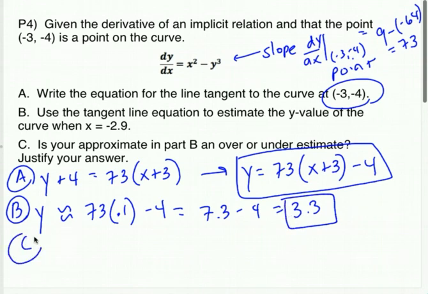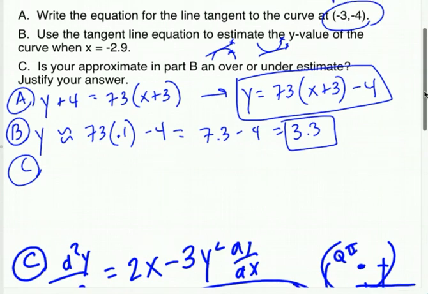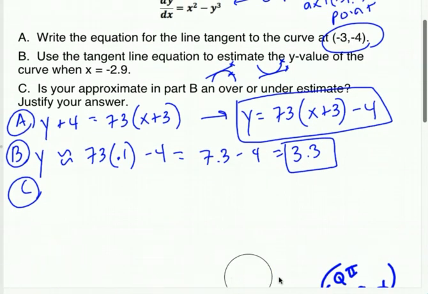And then the last part is, is this an under or overestimate? Remember that that question is about concavity, because if your curve is concave down, the tangent line is an overestimate. If your curve is concave up, the tangent line is an underestimate, right? So really they're asking us about concavity here. Oh, you can ignore that. That's incorrect work from before.